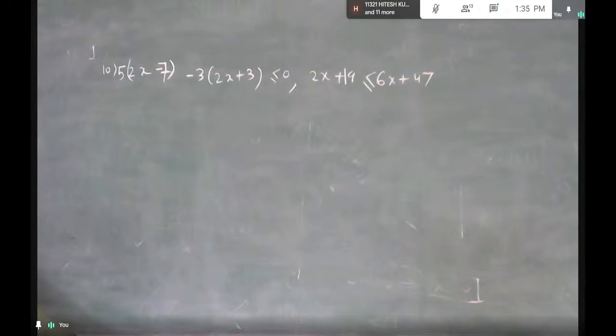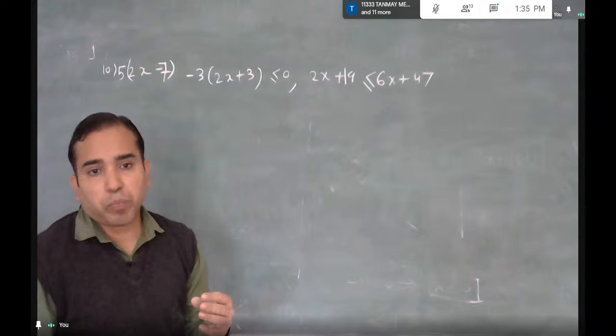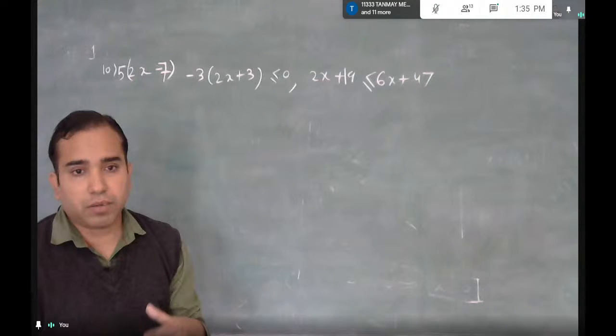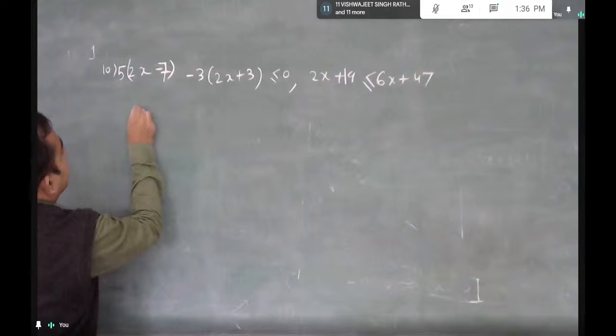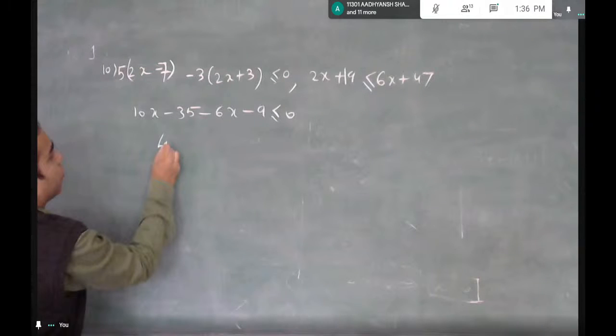It is correct. Let us solve it. The two are attached by a comma, so obviously we have to solve them separately. Then after solving, for both the solutions I have to find the intersection, the common solution. So let us solve. Multiply completely. 10x minus 35 minus 6x minus 9 less than or equal to 0, which means 4x.